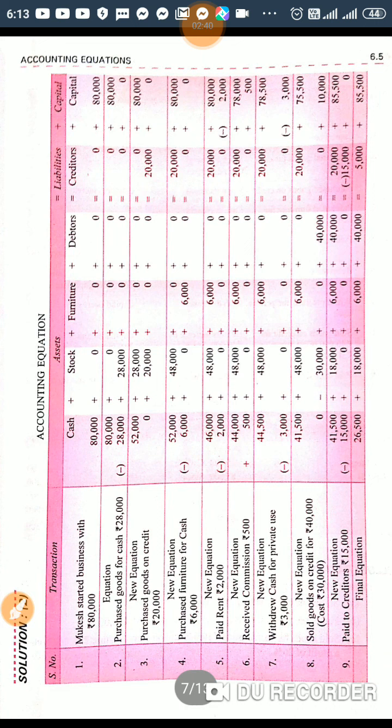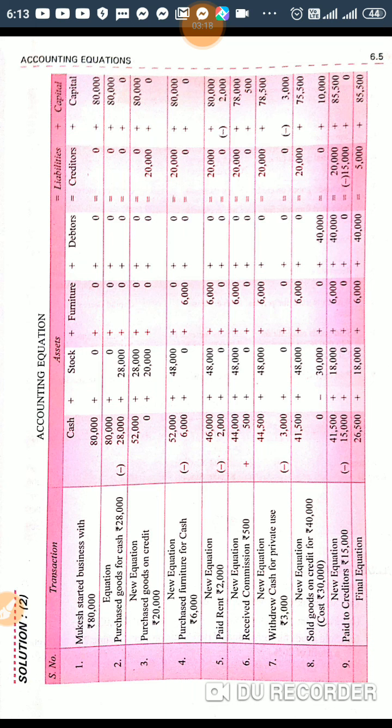first you read the first transaction and analyze it. Suppose the first transaction is Mukesh started business with rupees 80,000. So this transaction involves cash and capital. So when you solve these questions, first step is to read out all the transactions and find out what assets and liabilities are involved. So you will write it, keep reading it, and keep on adding the assets and liabilities in the first line.